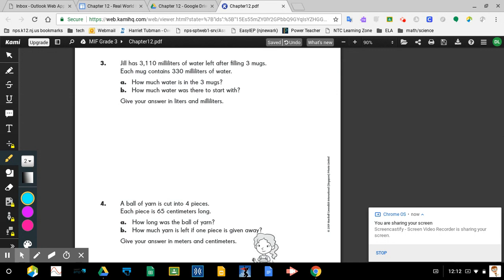Page 46. Jill has 3,110 milliliters of water left after filling 3 mugs. All right, so let's figure this out. So she has 3,110 milliliters of water. Let's draw a bar model for that. And this is your water after filling 3 mugs.